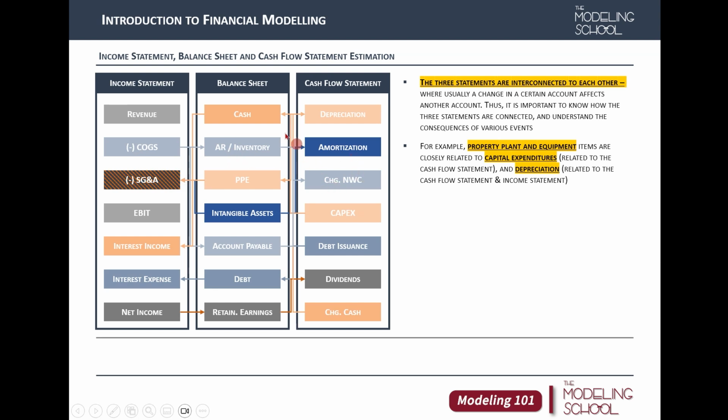So our task is to understand these relations and try to make them mechanically work in Microsoft Excel. It sounds tricky, but if we do it just one by one, I'm sure that most of you won't have too much difficulty in building these three statement models, and it comes from experience. We have taught over 1,000 students up to now in our offline courses.